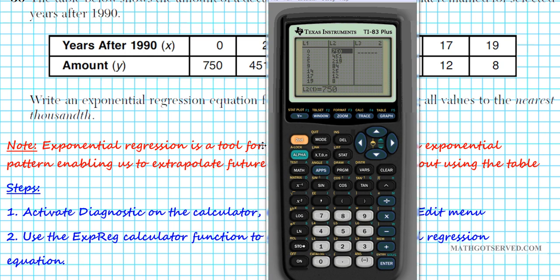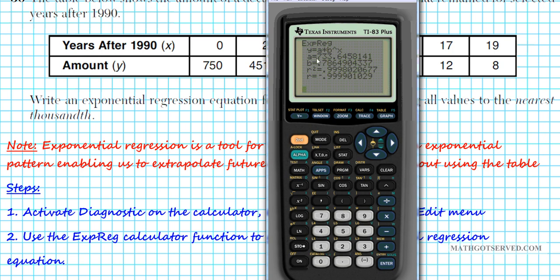So I'm going to access this function in the stat menu. I'm going to go to stat and then go to calculate, and you have a whole bunch of statistical tools that you can use here. Let's look for exponential regression. Option number 0, EXP regression, press enter and enter again, and it does this nice little calculation and gives you the answer.